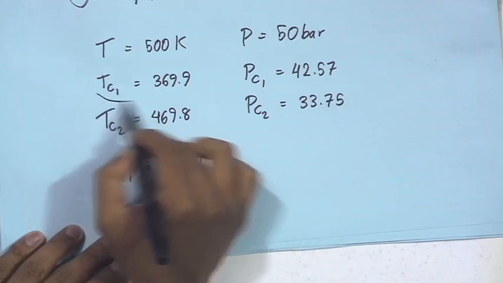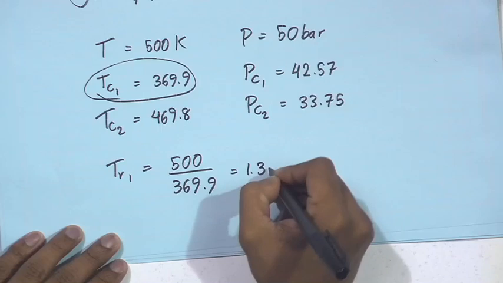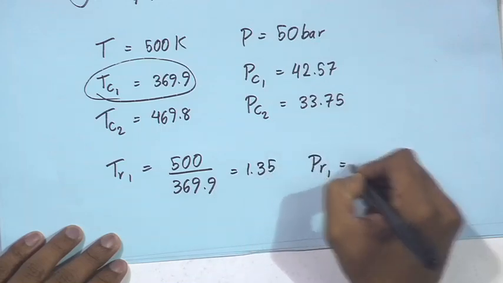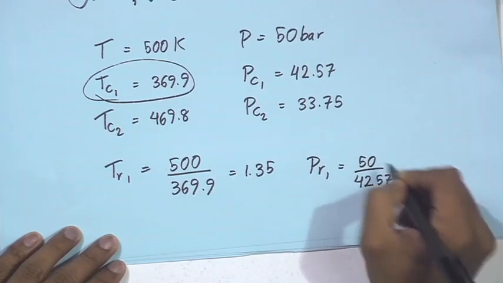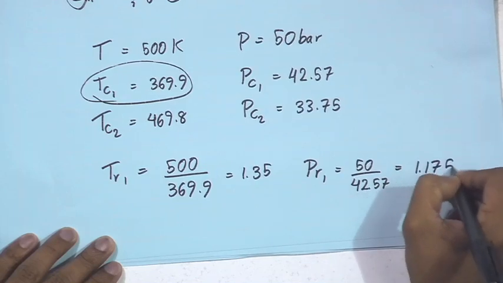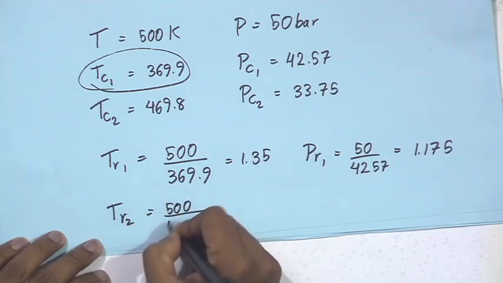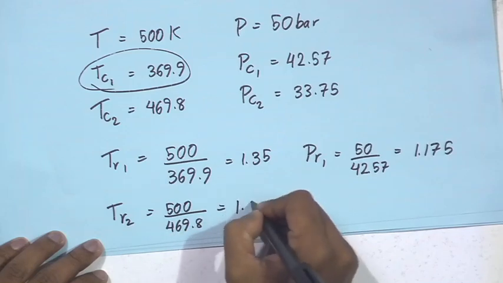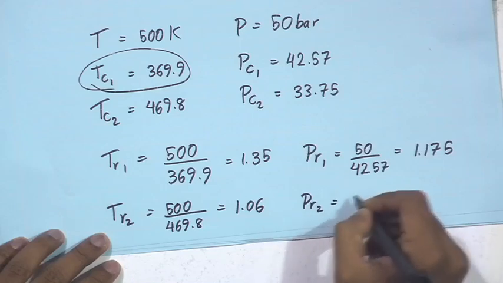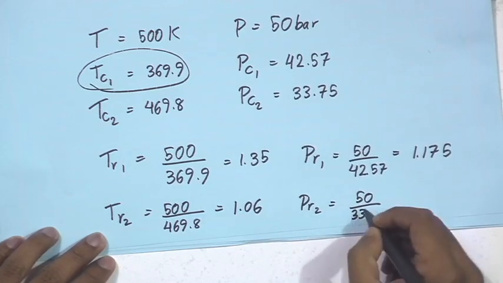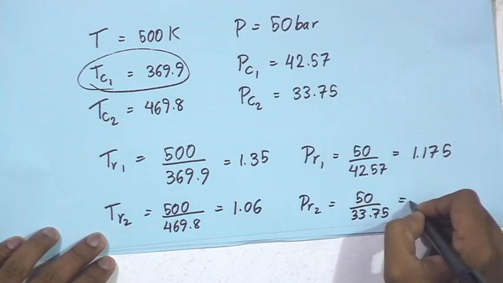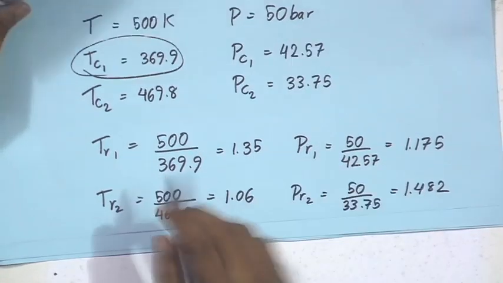500 by 369.9, the critical temperature of the first component, we get the value as 1.35. PR1 is equal to 50 by 42.57. We get the value as 1.175. TR2 is equal to 500 divided by 469.8, that is 1.06. PR2 is equal to 50 by 33.75, that is 1.482. So we got the value of TR1, TR2, PR1 and PR2. So now we have a chart, and from there we need to find the value of Z1 and Z2. This is the chart.